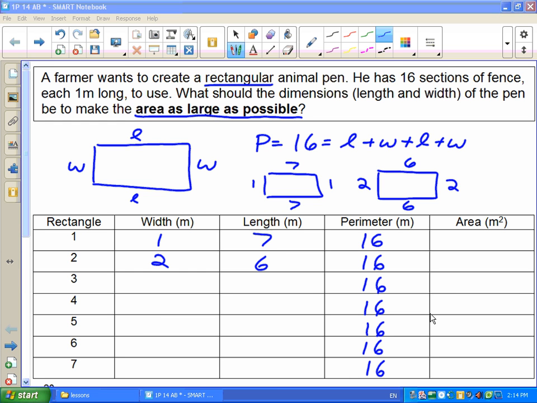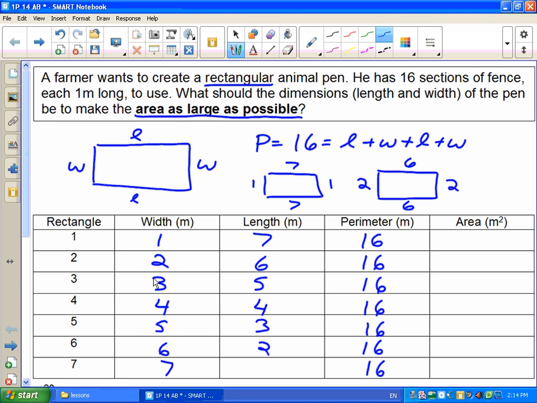So do you start to see the trend that we're going to have here in our table? If we keep making our width longer, 3, 4, 5, 6, and 7, what's going to happen to our length each time? Yeah, it's going to decrease by 1 each time. So 5, 4, 3, 2, 1. That's the way it's going to work in this problem. Now, it's not going to be the same in all of the problems, but that's the trend that we see in this particular question. Now we want to figure out our area over here, because remember, we're looking for where the area is as large as possible.